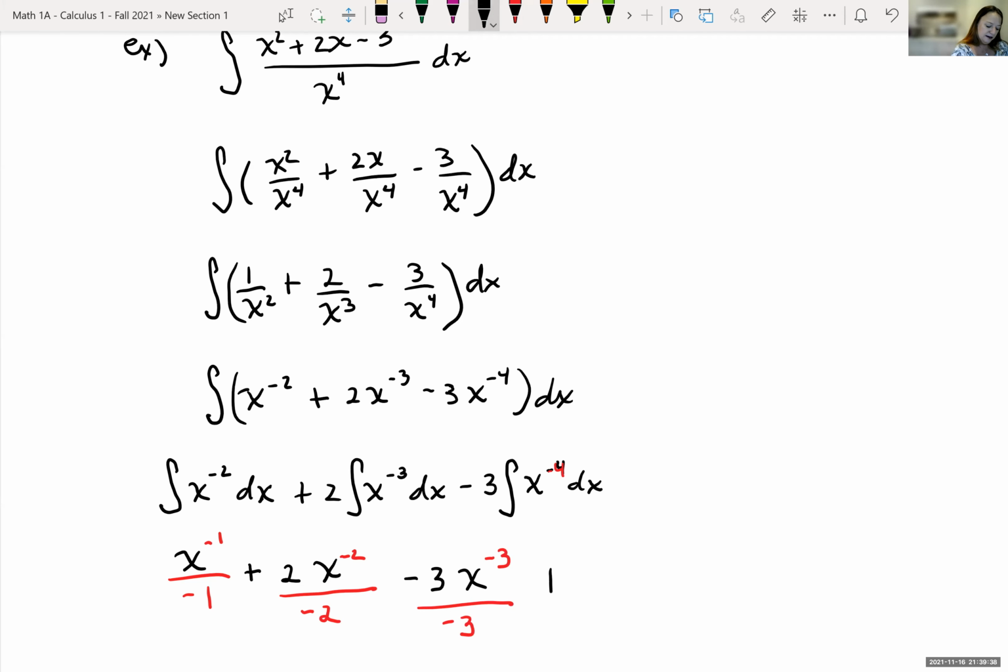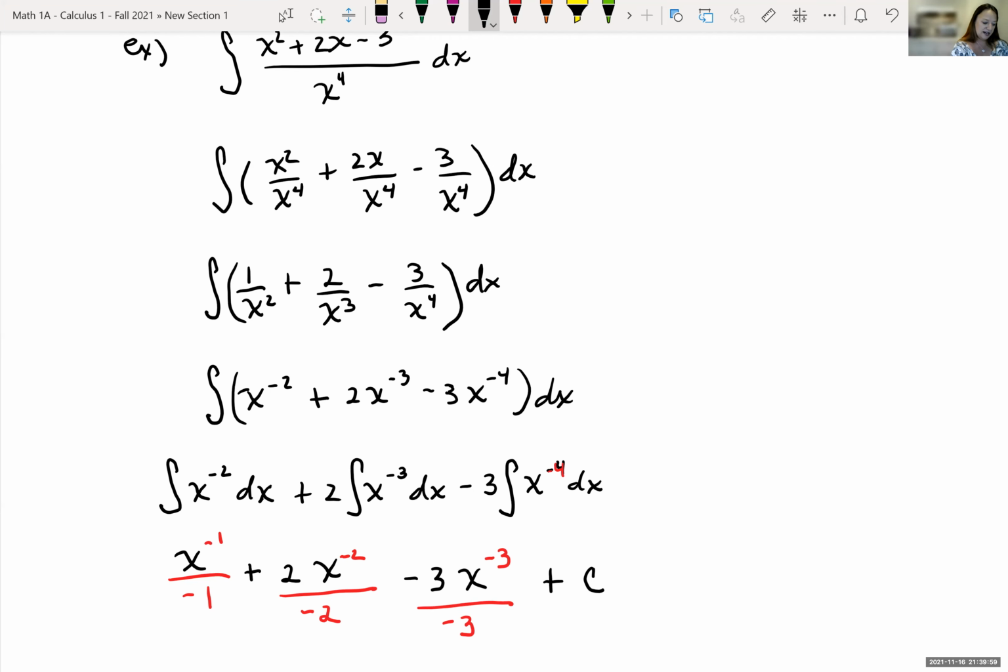Plus some constant c. Really, when we took the antiderivative of each piece, we added a constant c. But a constant plus a constant plus a constant is still a constant. So we're just going to add one c there. We don't have to add multiple c's there.